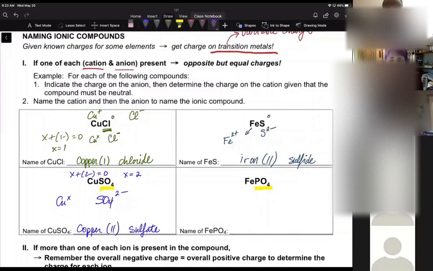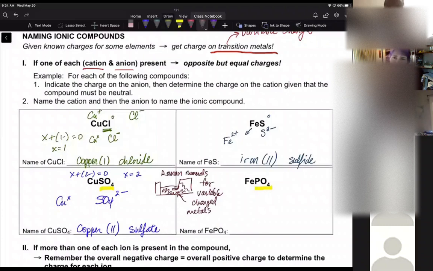When we look at our naming rules, we only use Roman numerals for the metals that are variable. When we look at our periodic table, we know the simple ions, we know their charge, so you don't ever identify it. So sulfate, we have to know is 2 minus. Once we have the charge on copper, we know how many copper to sulfate. So you only write Roman numerals for these guys. Only write Roman numerals for the variable charged metals. Everything else we know the charge, so we can figure out the relationship without giving it.